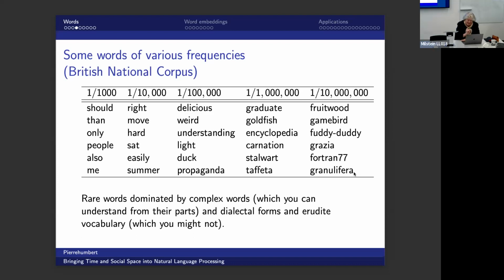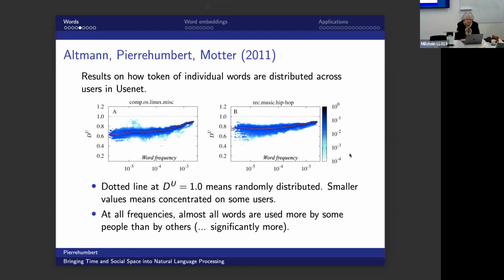So your rare words would be dominated by complex words, which you can understand from their parts, various dialectal forms, and specialized vocabulary, which you might not. Together with a couple of physicists, Eduardo Altmann and Adilson Motter, we did a study of Usenet discussion groups at the time, one of the biggest freely available corpora of natural language created by humans. This was a kind of complicated study, but one point I want to make here: we can ask whether any individual word is distributed at random across people, or whether it is disproportionately used by some people, and so overused by some people and underused by other people.